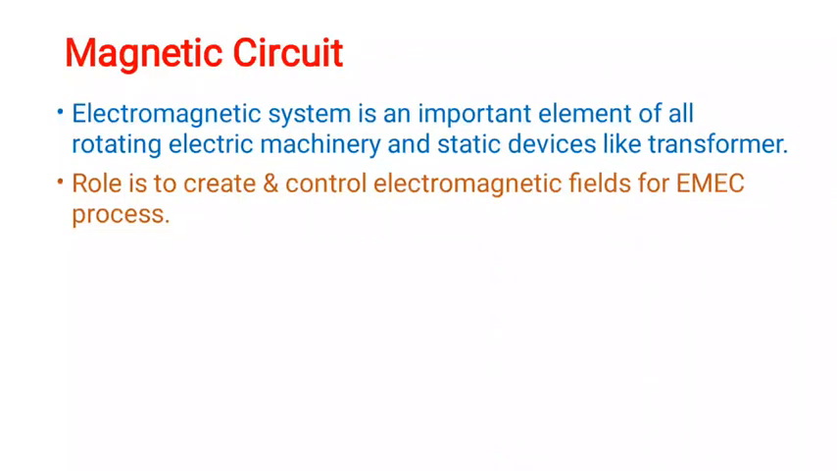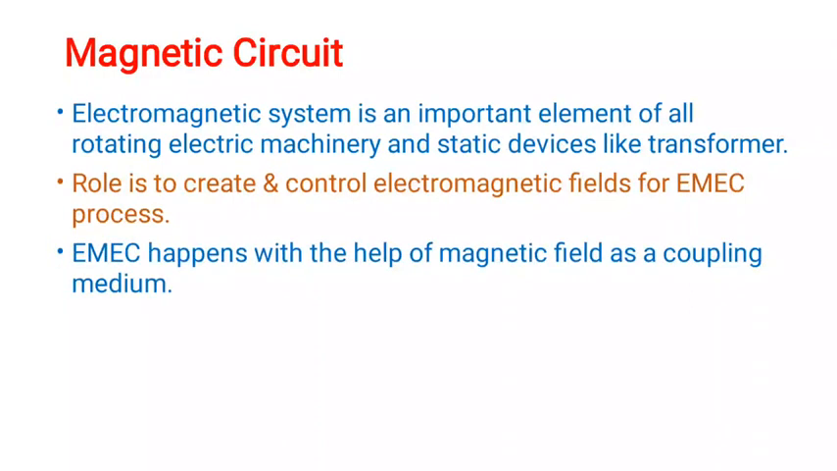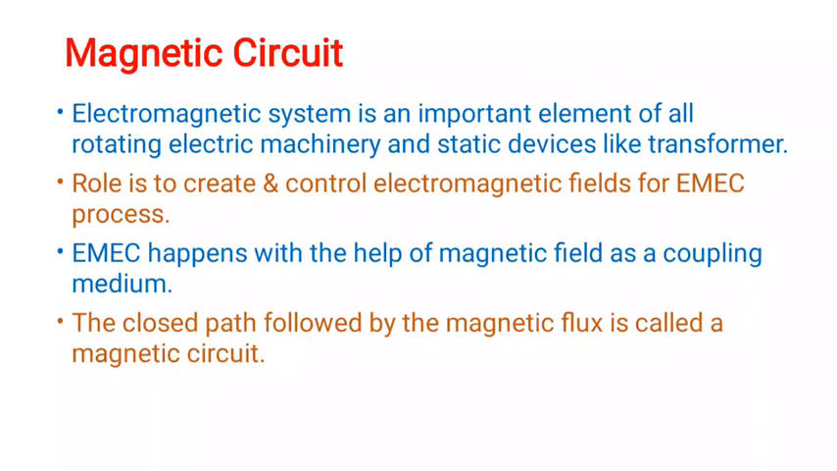The role is to create and control electromagnetic fields for the electromagnetic energy conversion process. Electromagnetic energy conversion happens with the help of the magnetic field as a coupling medium. You will use the magnetic field as a coupling medium. The closed path followed by the magnetic flux is called a magnetic circuit. This is a very important line to be understood.